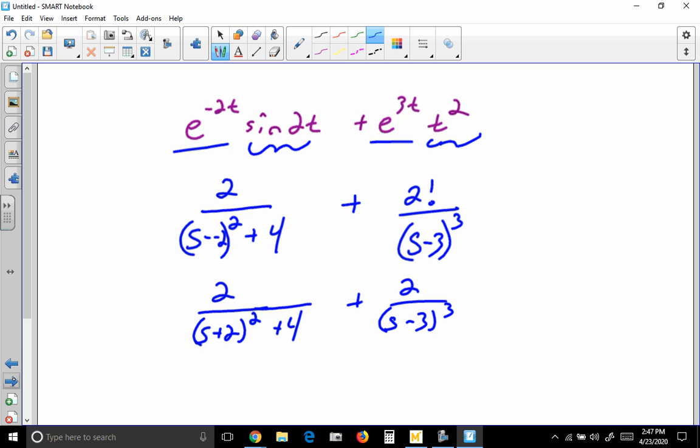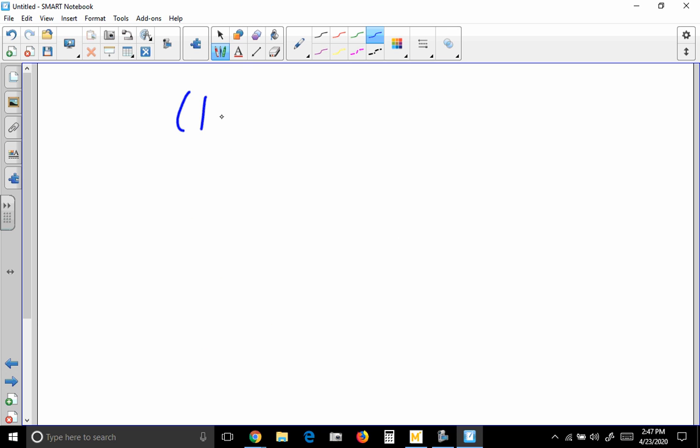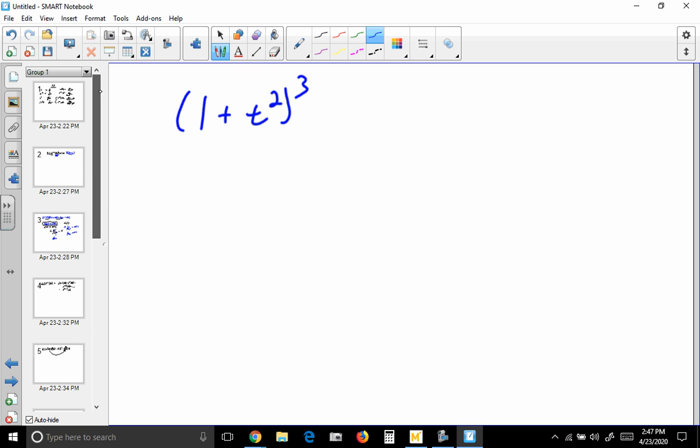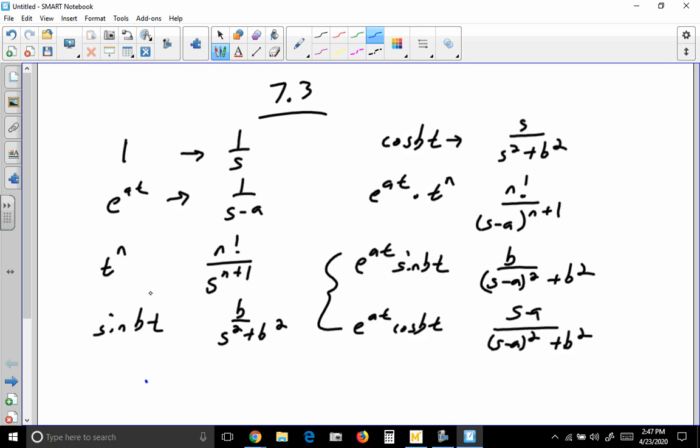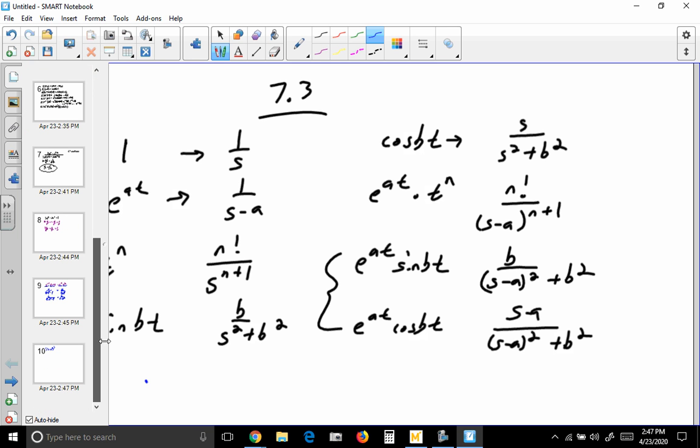All right, let's do 1 plus t squared to the 3rd. So if we look back through our list, I'll just do it this way. If we go back, we have t to a power, we have 1, but we don't have t plus 1 to a power, t squared plus 1 to a power. We don't have anything that's more complicated than just t to a power. What we really have is a composition.